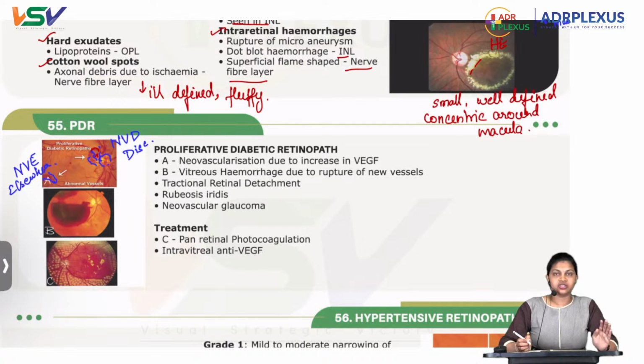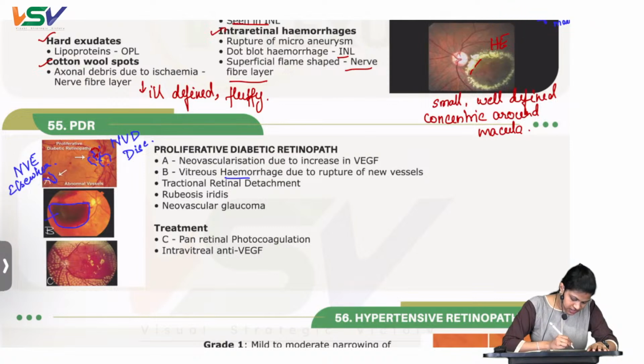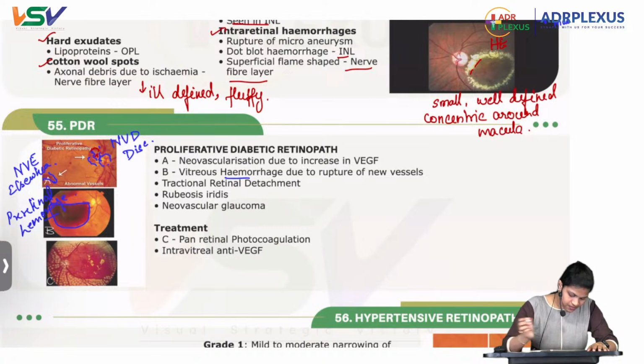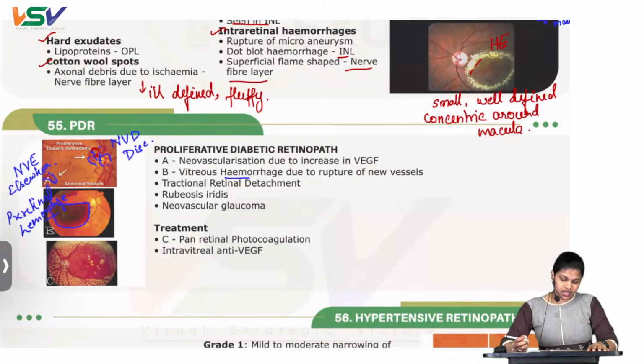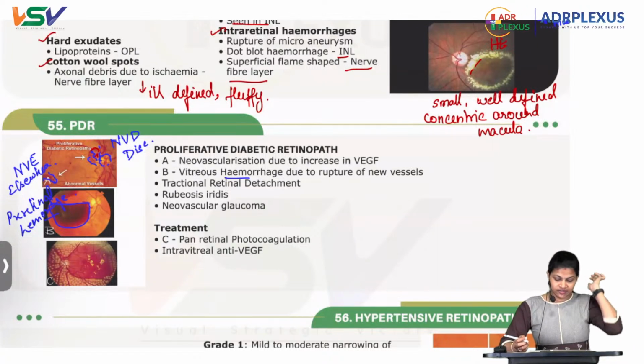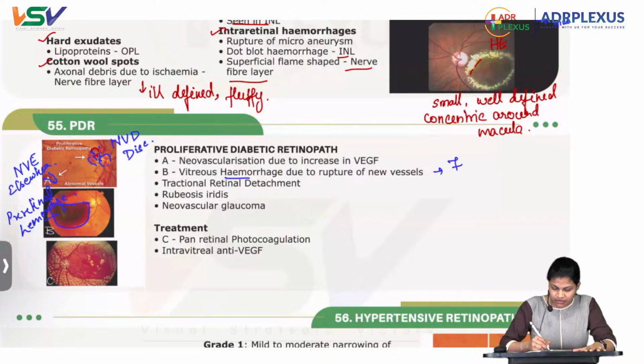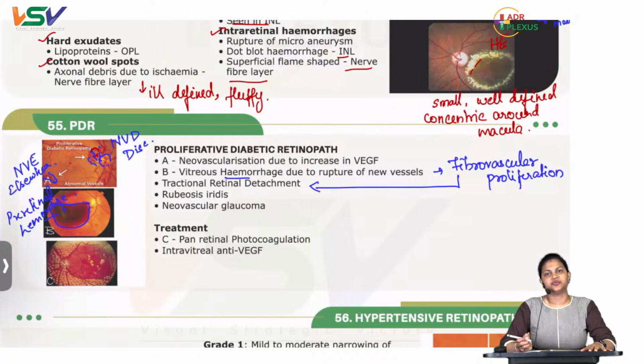This neovascularization, this rupture of new vessels, can cause vitreous hemorrhage. And here there's a boat shaped hemorrhage. This is a pre-retinal hemorrhage, or a vitreous hemorrhage can occur. Okay, so this pre-retinal hemorrhage, vitreous hemorrhage and neovascularization is characteristic of proliferative diabetic retinopathy, and this will cause a fibrovascular proliferation. Due to this fibrovascular proliferation, this will contract and cause a tractional retinal detachment.